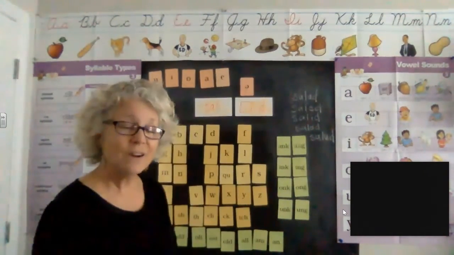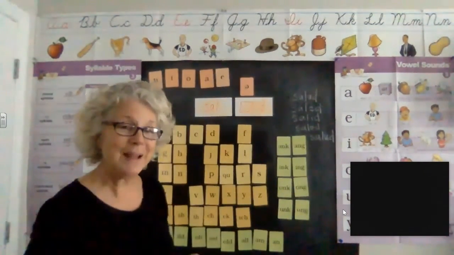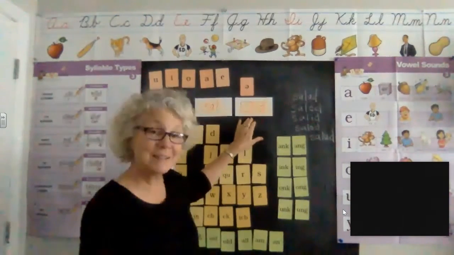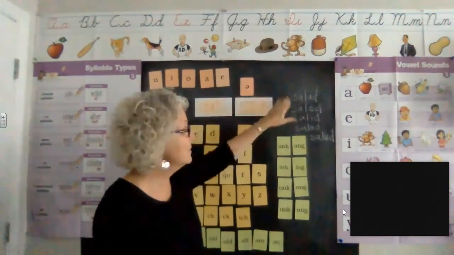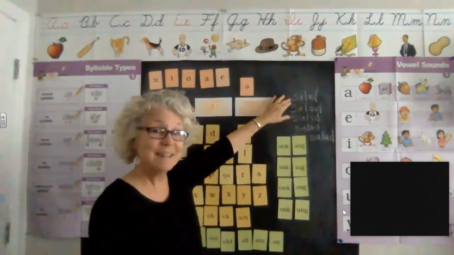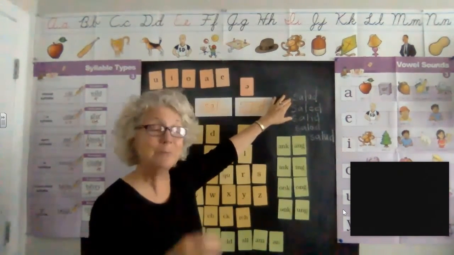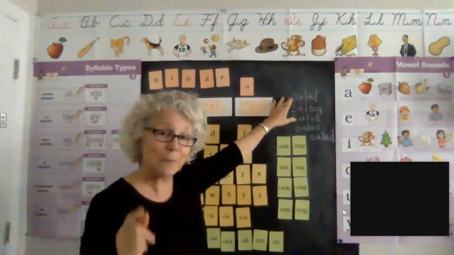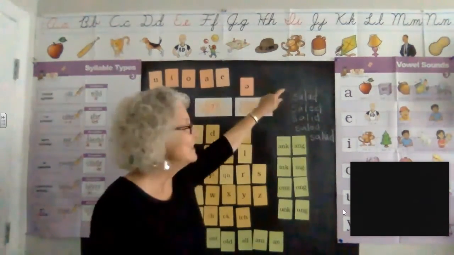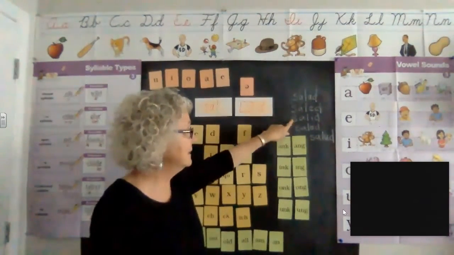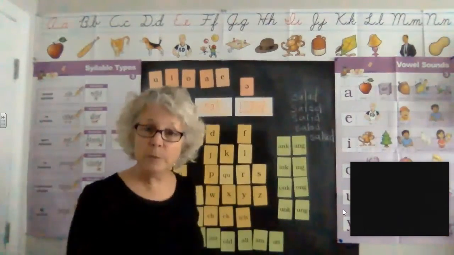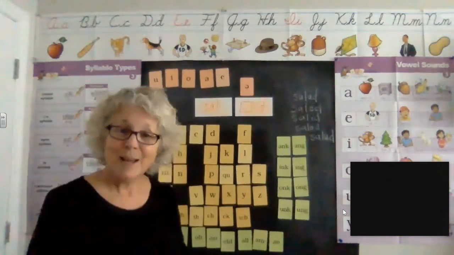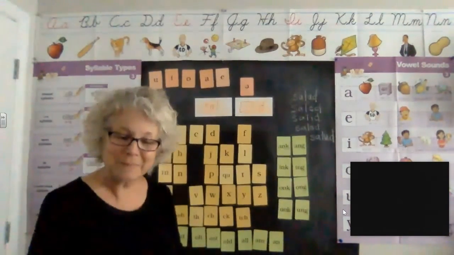Now, there are 5 different ways that you could spell that second syllable. And I've written them all down. And if you can, pause your computer, write them all down, and then I actually want you to circle the one that looks right to you. So salad, salad, salad, salad, salad, they all would work, right? So go ahead and do that.